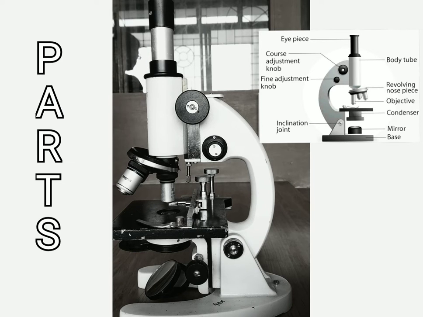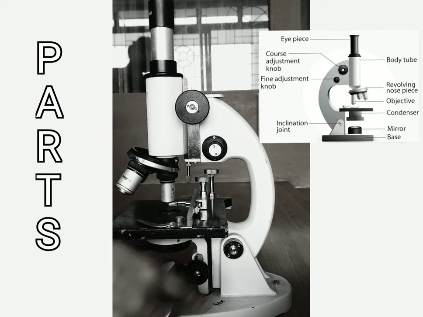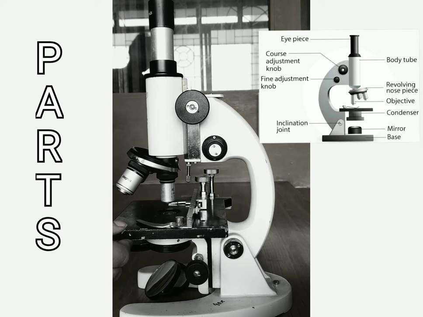Today we see the different parts of the compound microscope. So this is a compound microscope, and the parts of the microscope are divided into two categories. One is mechanical parts and another is optical parts. So first of all, we see the mechanical parts of the microscope.